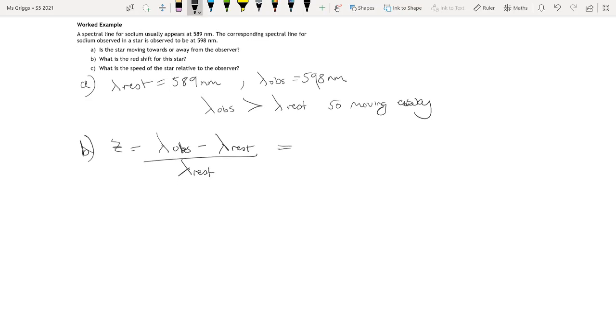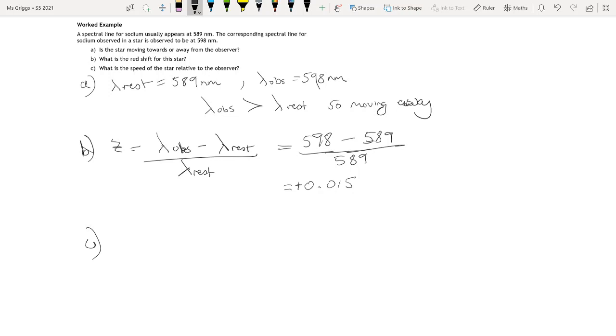So you put those numbers in. So observed wavelength is the one from the moving star, 598. The rest wavelength is the one that's measured in the lab or one that's from stationary observations. So 598, take away 589, divided by 589. And if you put that into your calculator, it comes out to be a positive, which is good, 0.015. The reason I put positive in there is just to show that we know that positive means it's moving away. So we were right in part A.